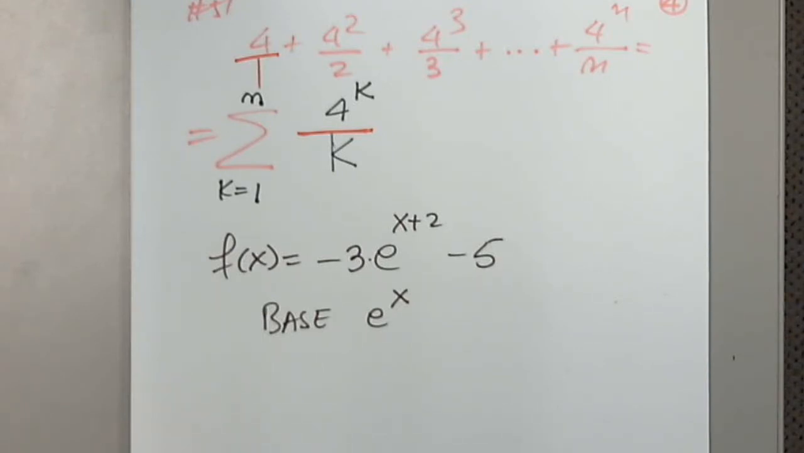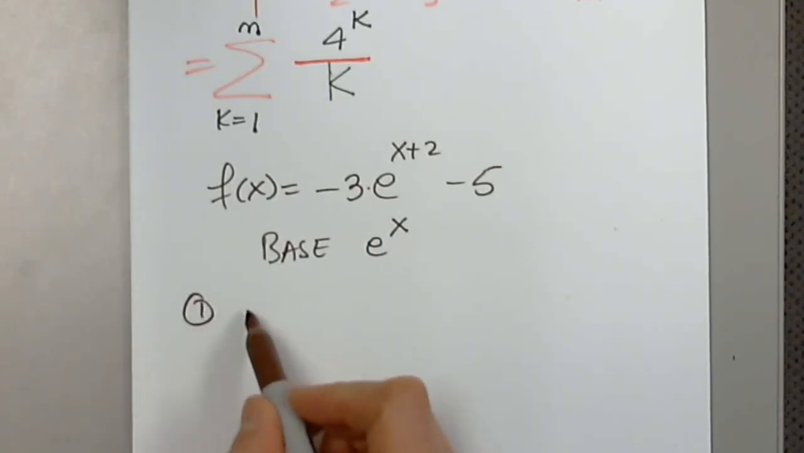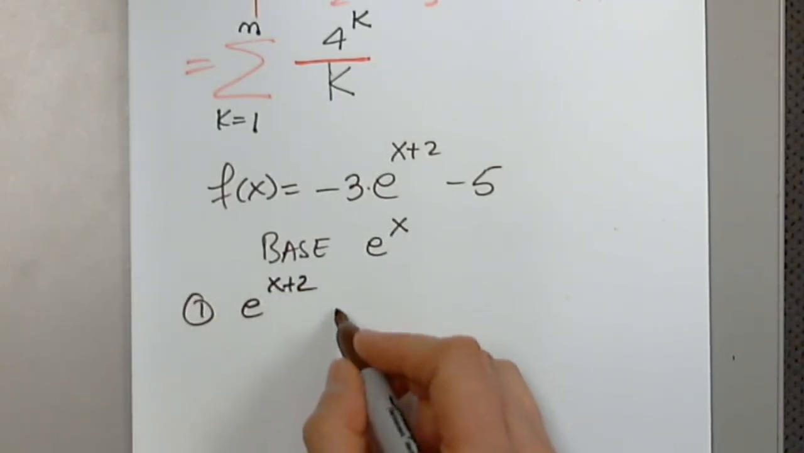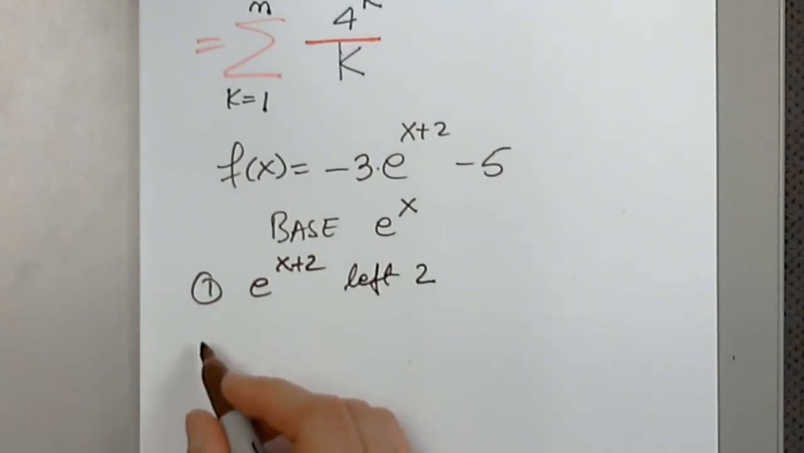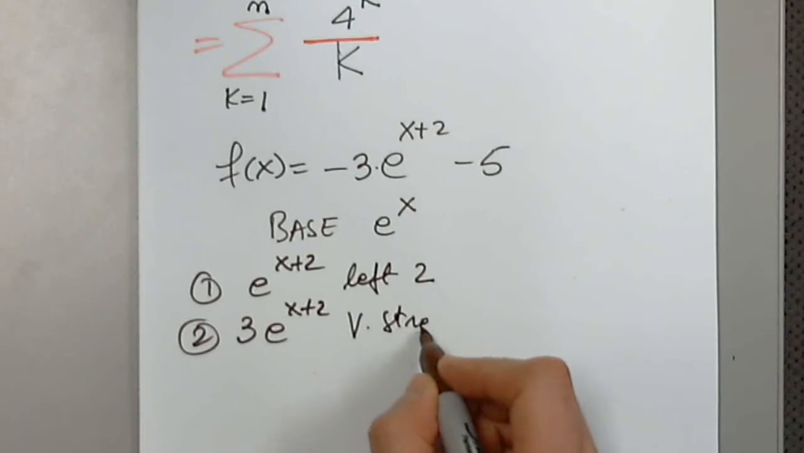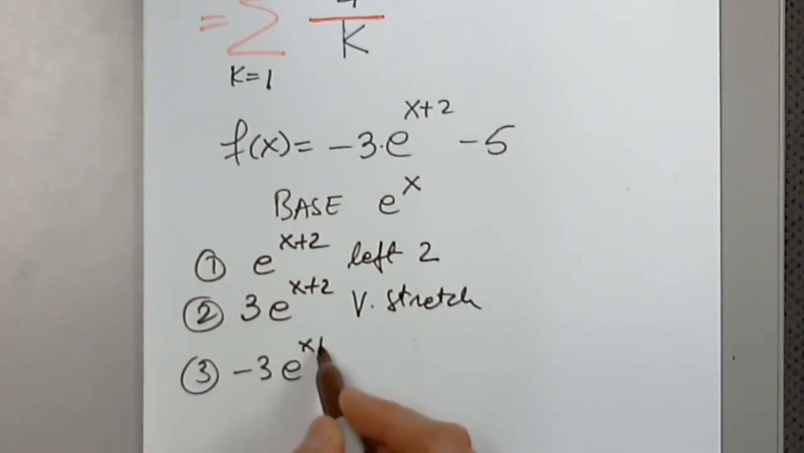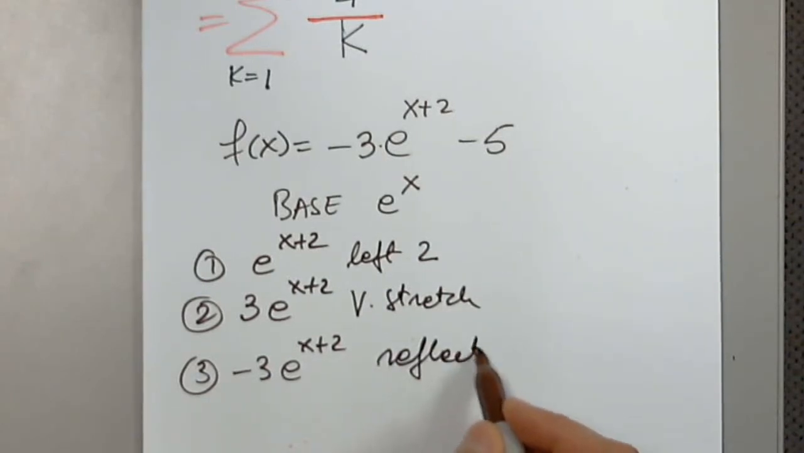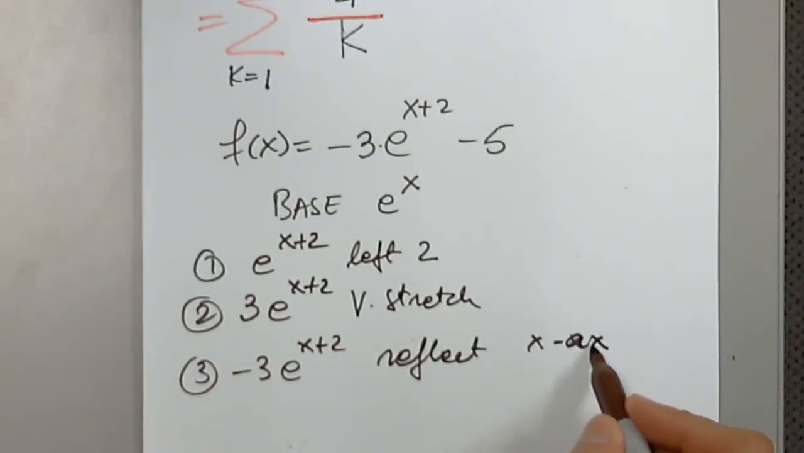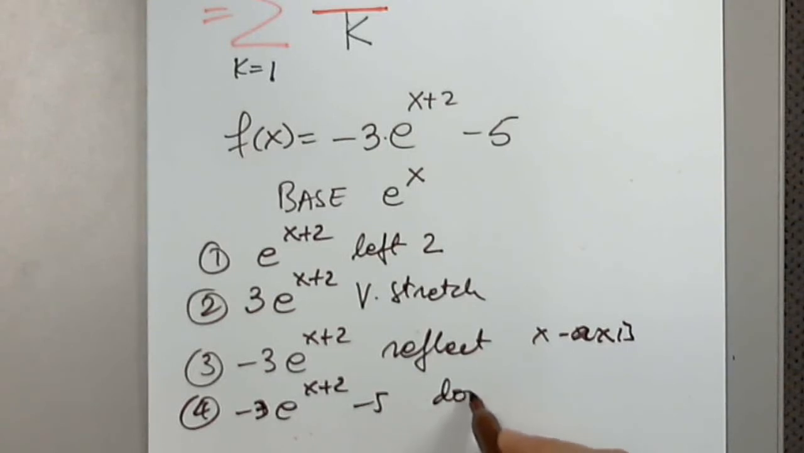Is that better? Yeah, I just need to memorize which is which. Yes. Okay. So in the first step, I will say e to x plus 2, which is left 2. In step 2, I will say 3 e to x plus 2, which is a vertical stretch by a factor of 3. Then in step 3, I will say negative 3 e to x plus 2, which is a reflection with respect to the x-axis. And number 4, negative 3 e to x plus 2 minus 5, which is down 5.